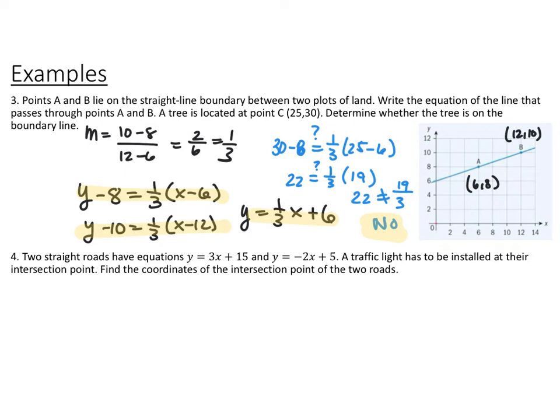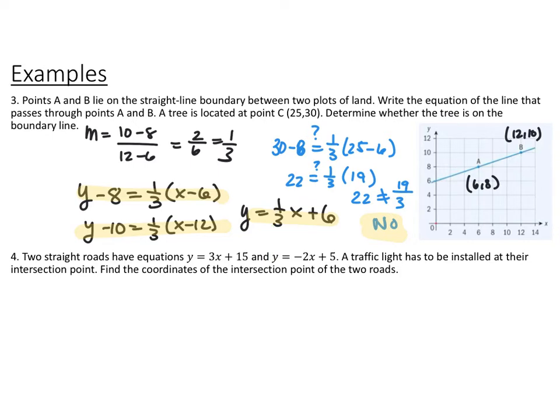So first thing I did was I found the coordinates of A and B. So the coordinate of A is 6, 8, and the coordinate of B is 12, 10. And then I found the slope between them, so I found the slope to be 1/3. So then you didn't have to have all 3 of these answers, but either point slope form using either of the 2 points, or slope intercept form, either solving this one for slope intercept form or seeing the y-intercept here at 6. So one of these 3 forms of the line is the equation of the line.